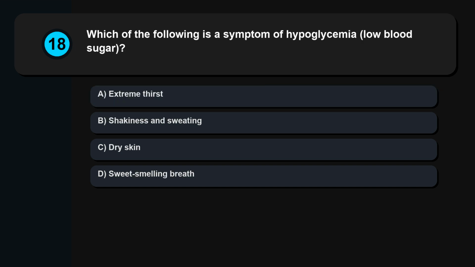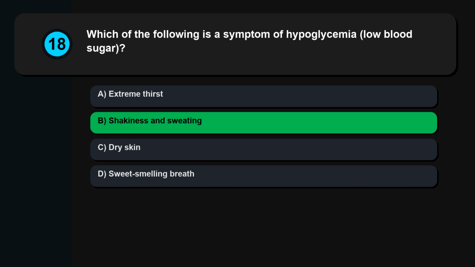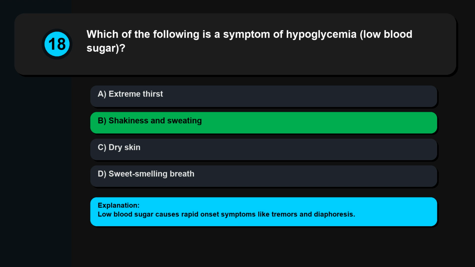Question 18. Which of the following is a symptom of hypoglycemia, low blood sugar? Extreme thirst, shakiness and sweating, dry skin, sweet-smelling breath? Low blood sugar causes rapid onset symptoms like tremors and diaphoresis.